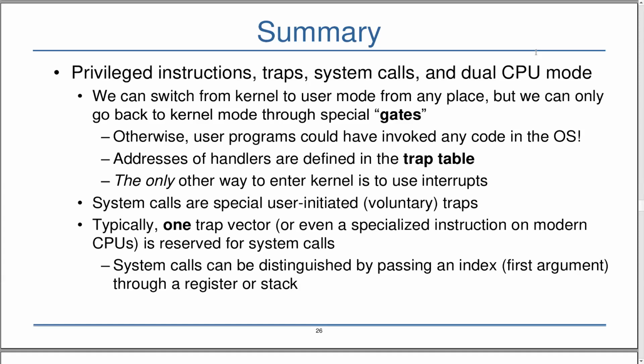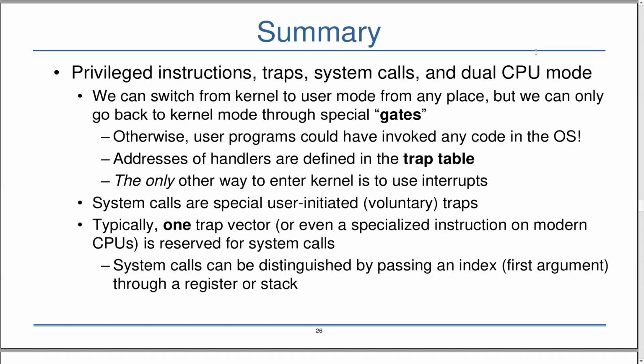Because otherwise, user programs could invoke any code in the OS, and that's bad, right? What if this program is trying to call some kernel function which deletes another process? That's really bad, right? Well, unless this program is the kill program that terminates programs, but then you have to have the right permissions, like you typically have to call it using administrative privileges and so on, right?